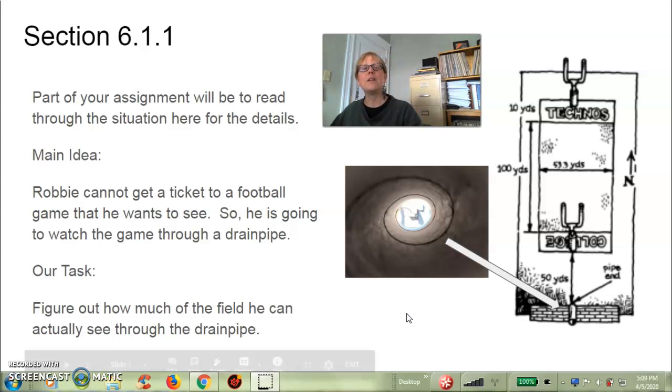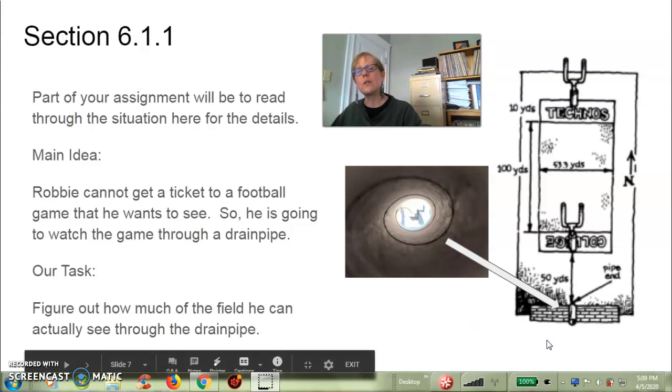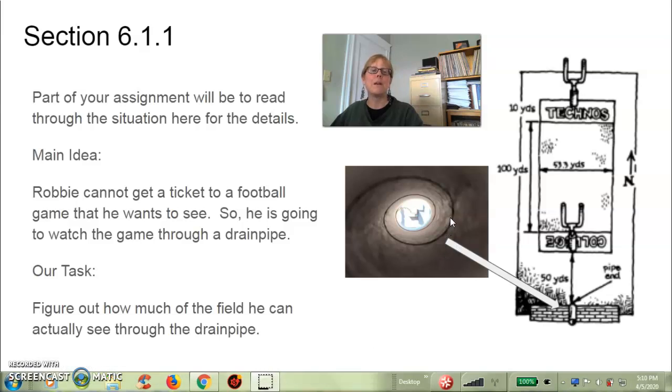So what happens is he finds a drainage pipe. Now there's a little picture of this in your book, so I'm going to want you to look at that, but here's the drainage pipe right here. So his plan is to try to watch the game through the drainage pipe. Problem is, right now, he doesn't know how much of the field he can see. So, basically, we're going to help him out here.